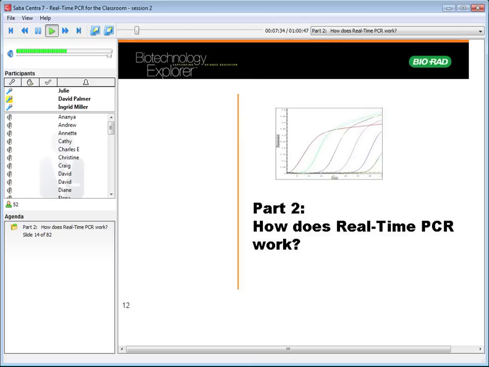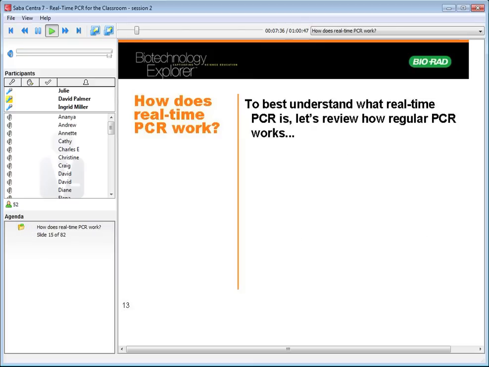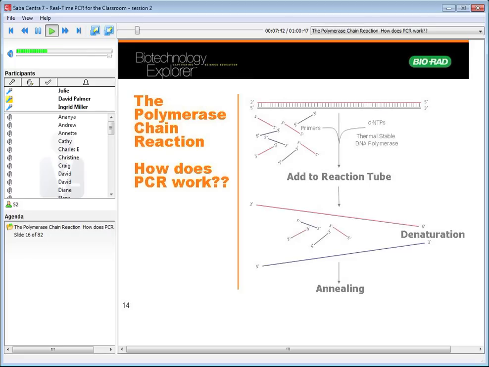Now we'll go on to how real-time PCR works. In order to understand real-time PCR, we'll review how regular PCR works. Quite a few of you have already taught PCR in your classes. In regular PCR, you start with the double-stranded DNA template. You also have in your PCR tube the primers and nucleotides and the DNA polymerase, along with buffer and water and all the components of the PCR reaction.